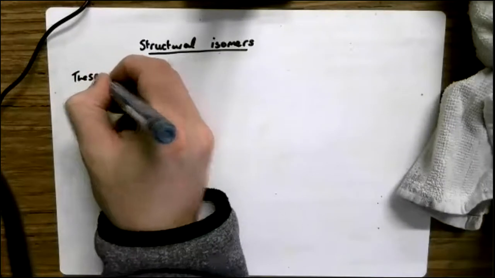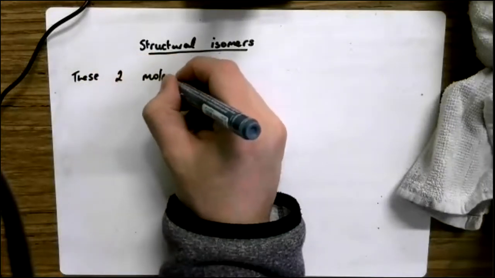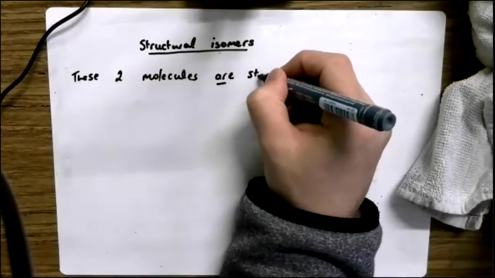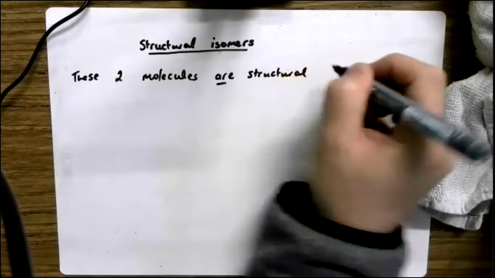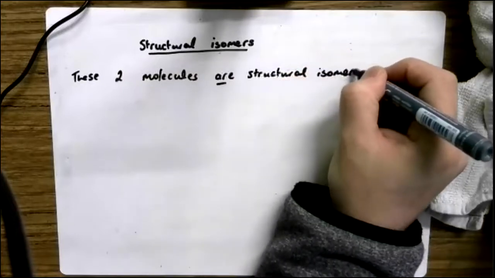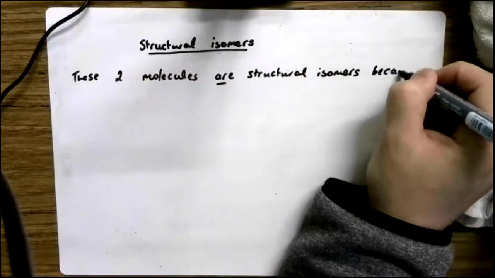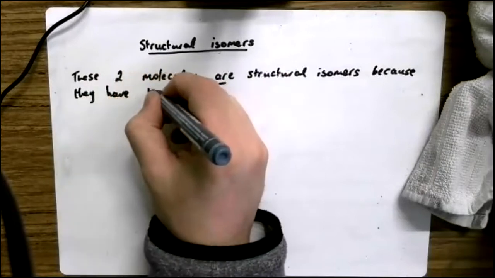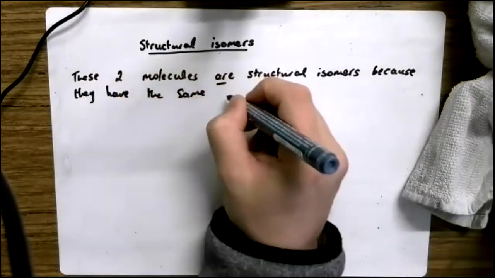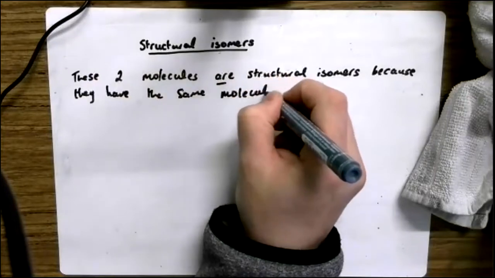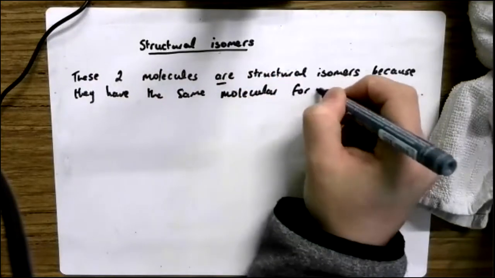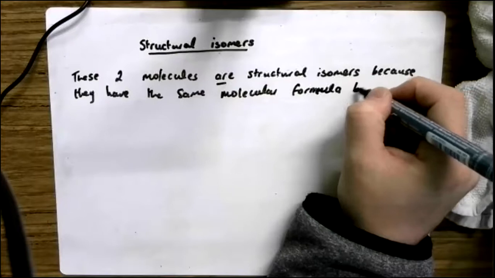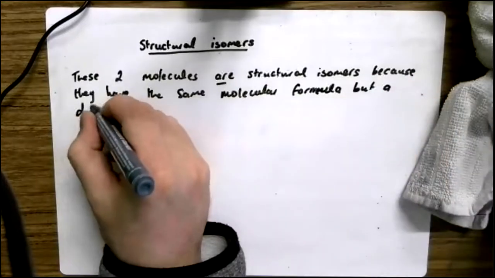These two molecules are structural isomers. And why are they structural isomers? Because they have the same molecular formula but a different structural formula.